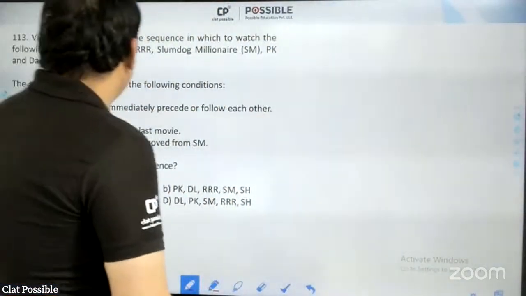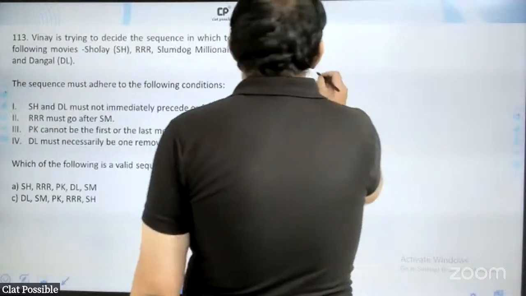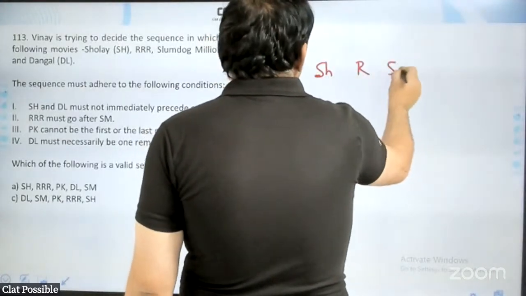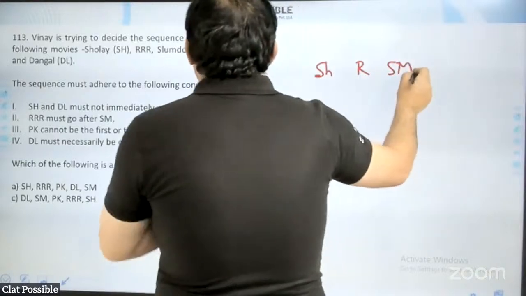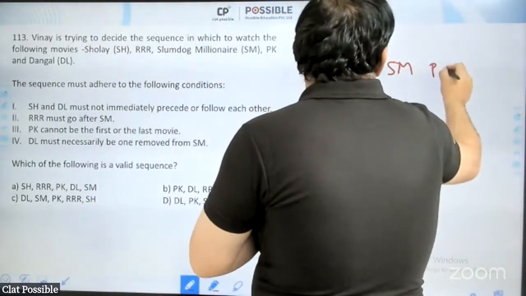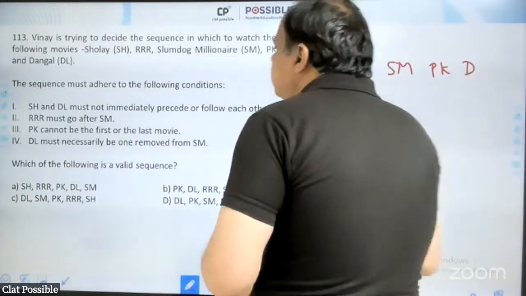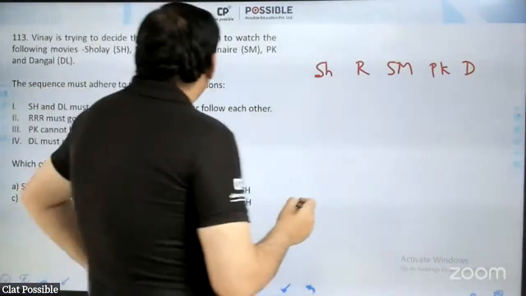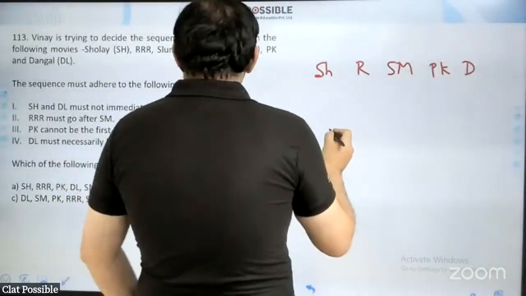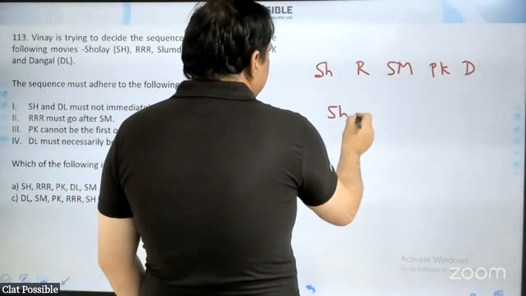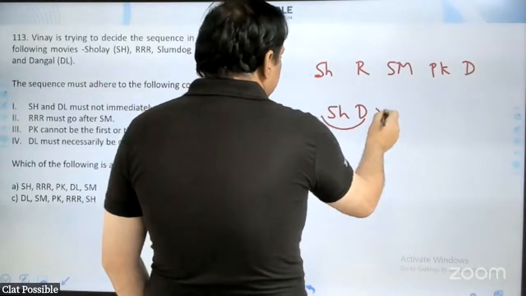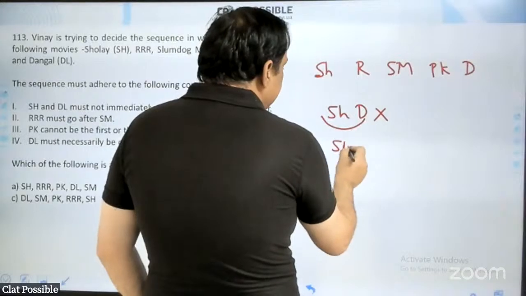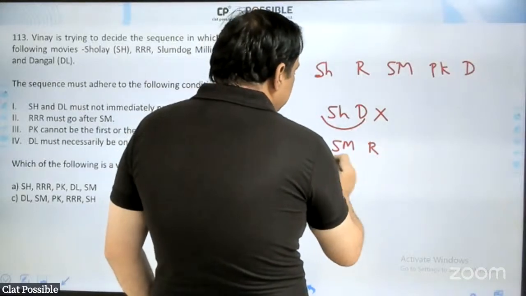So again, there are some conditions given. Sholay is there. RRR is there. Slumdog Millionaire is there. PK is there. And Dangal is there. And some conditions are there: Sholay and Dangal should not be together. R must go after SM. So after SM, R should go.